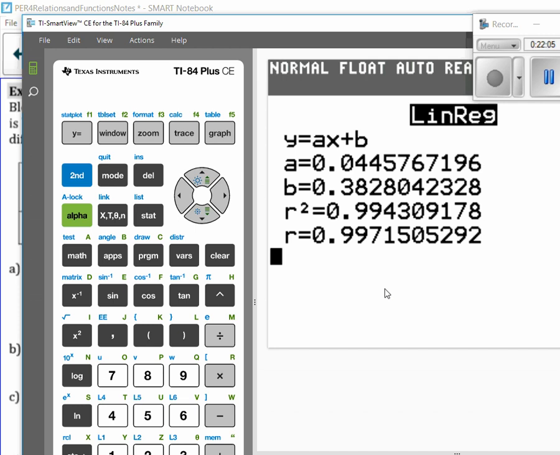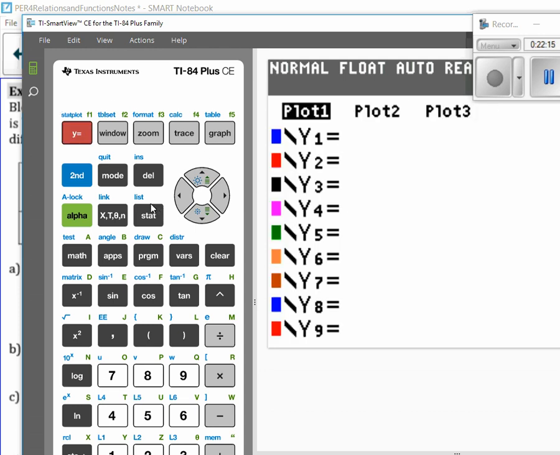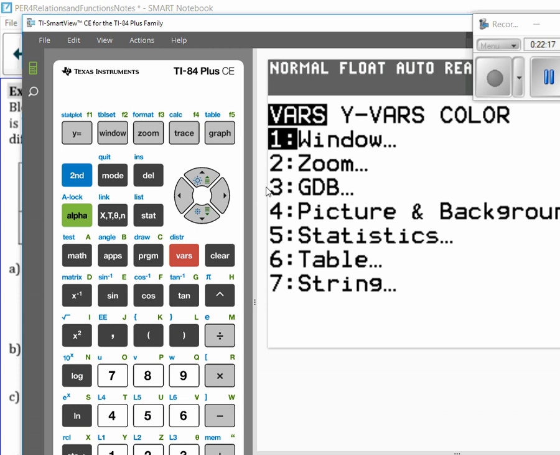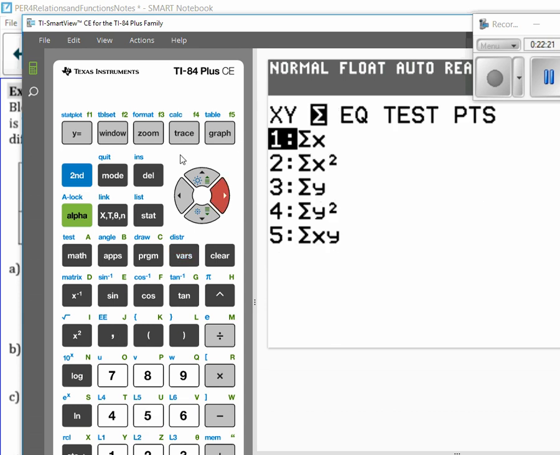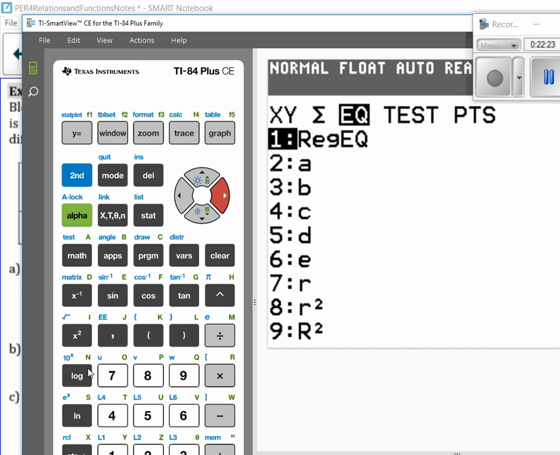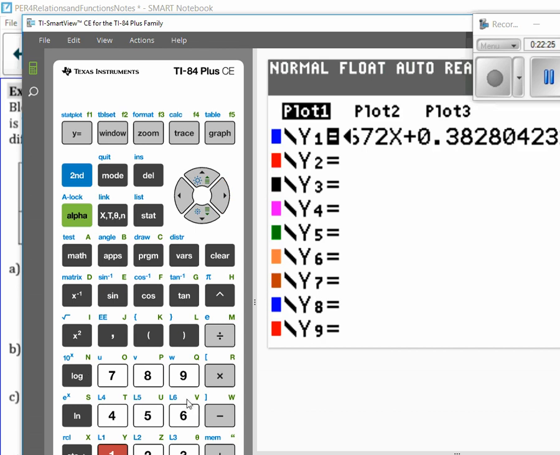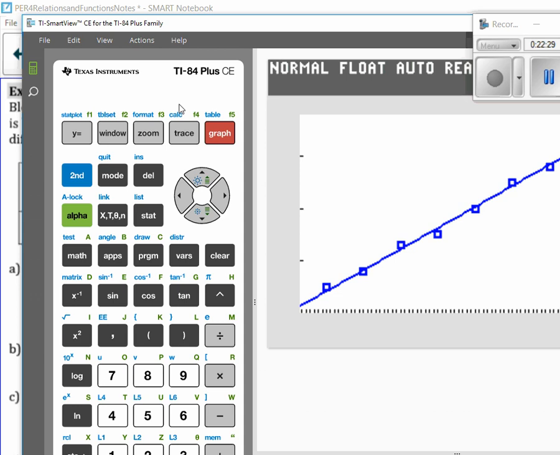By the way, what the R equals 0.997, is that good or bad? That's really good, yeah. So now we're going to go to y equals. We're going to go to vars. We're going to go to stats. We're going to toggle over to the EQ and REQ, and then it pastes it in there. Then I go to graph, and bada bing, bada boom, there's my line.